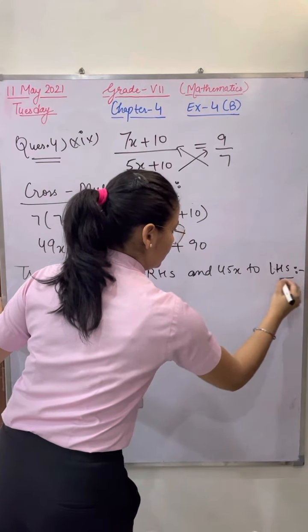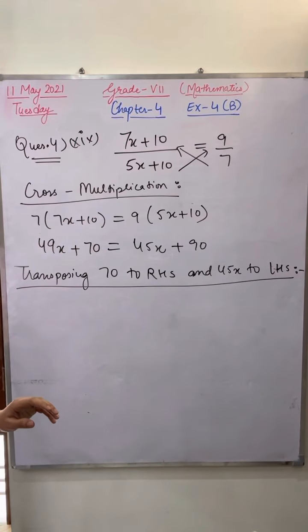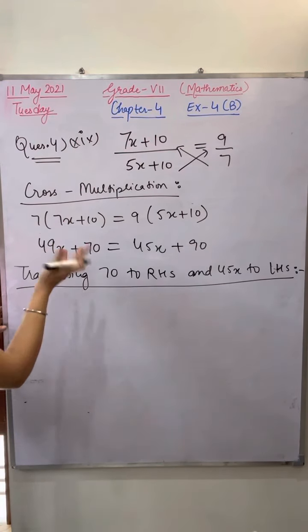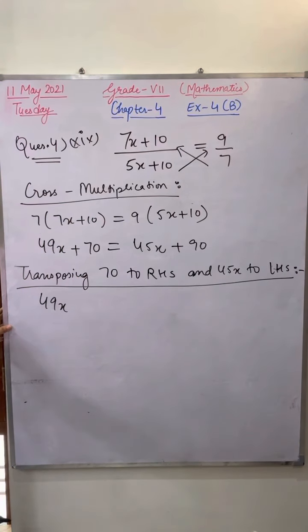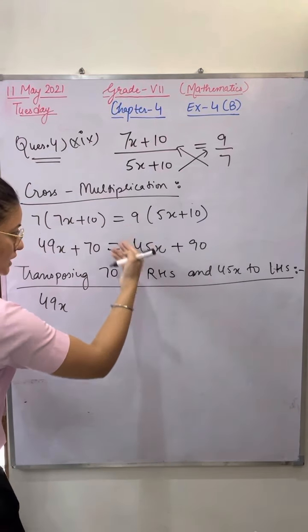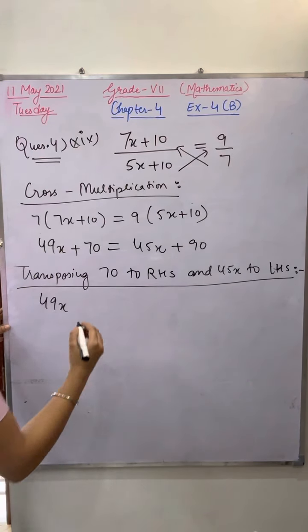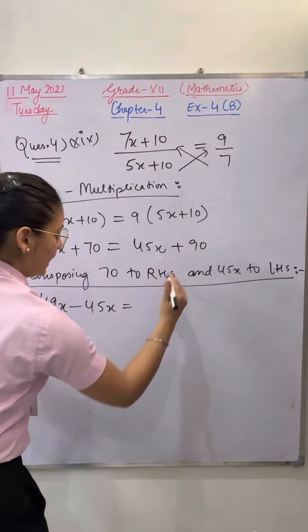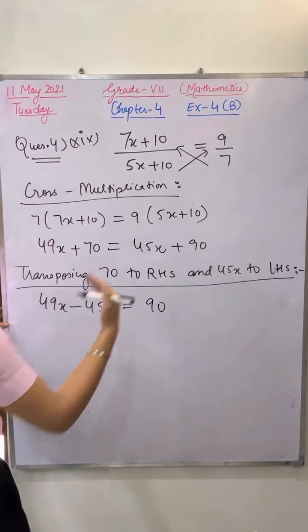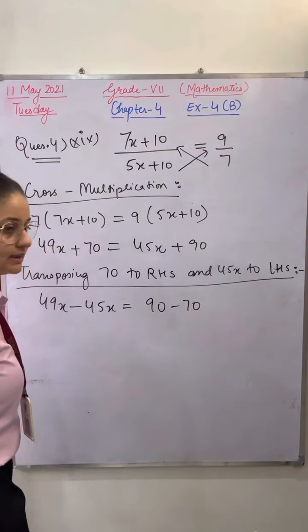Whenever I'm asking you to unmute yourself, everyone, please come on the mic and discuss the formulas and steps with me. Okay, please tell me, if I'm shifting 45x here, how can I write it? 49x plus 45x. It is a positive value, it will go to that side and become 49x minus 45x. Very good. The sign will be opposite. 90 is here. When 70 goes to that side, it will become minus 70. Very good. Please mute yourself, Ishita.